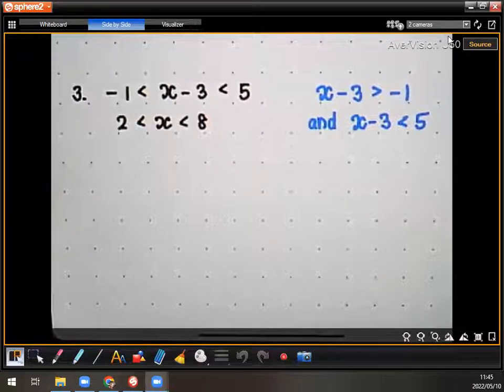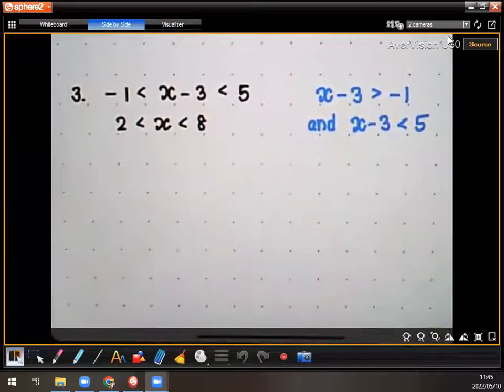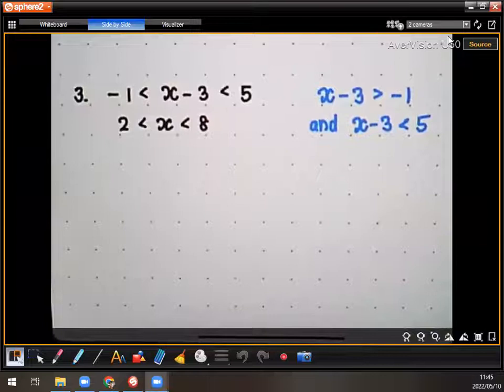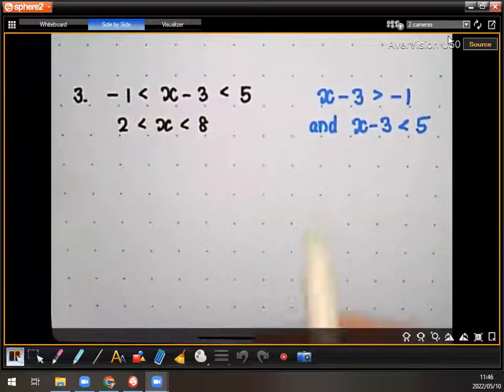If I were to add that, it would add 3 to the negative 1, to there and to there, yeah. Whatever you do here, you have to do to all the parts. Okay, guys, does that make sense? Okay, that's fine. So the -3, you add to both sides.